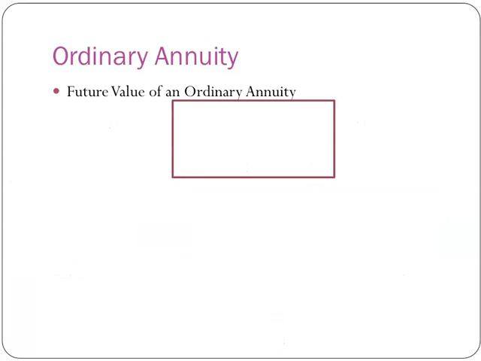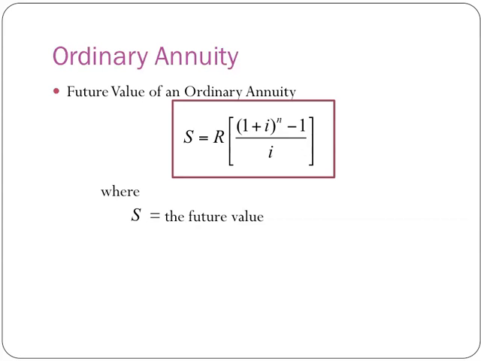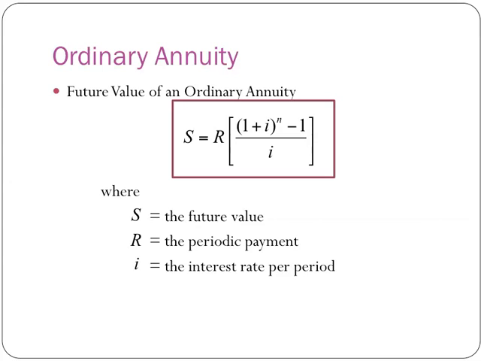So for an ordinary annuity, we have this formula, which we just saw exactly how we got. S, being the future value, equals R times (1 plus I)^n minus 1, all over I. To write this down for reference, S represents the future value, R represents the periodic payment, so the amount that you're putting in at the end of each period, I is the interest rate per period, and N is the number of periods.